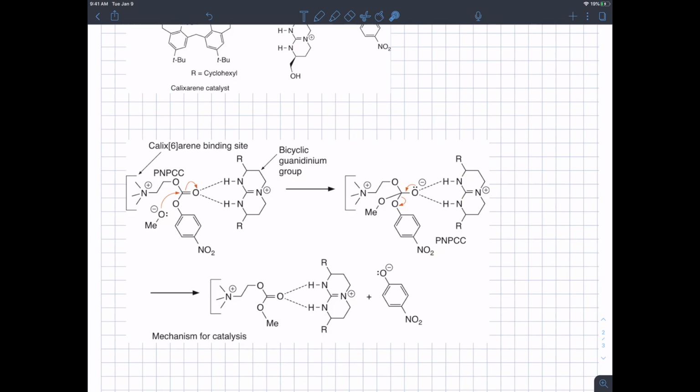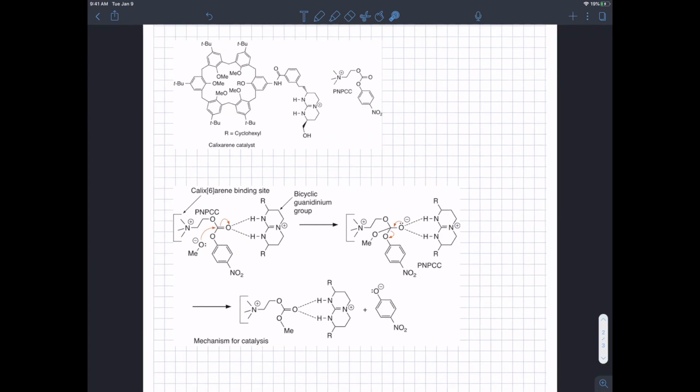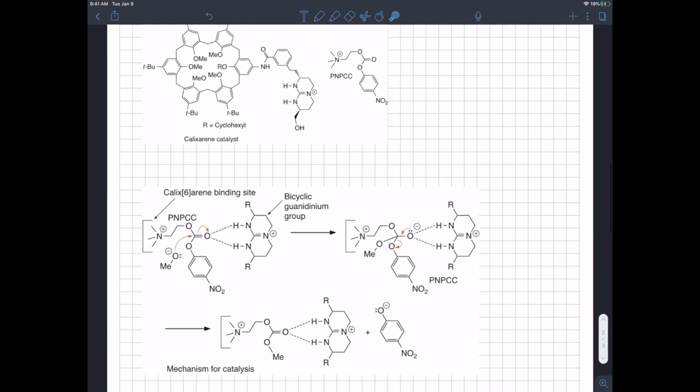Although you could argue that you're doing it at such low concentration, in any case, this is sort of small potatoes for catalysis. But this was an early example of an organic molecule using classical principles of supramolecular chemistry and non-covalent interactions that did something.